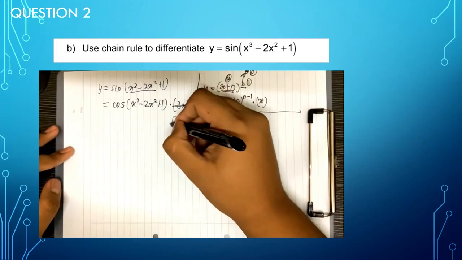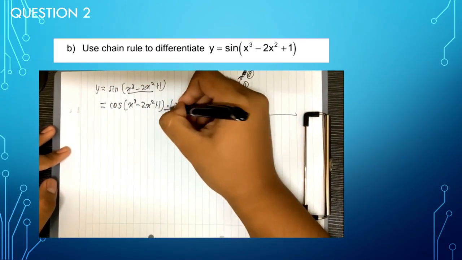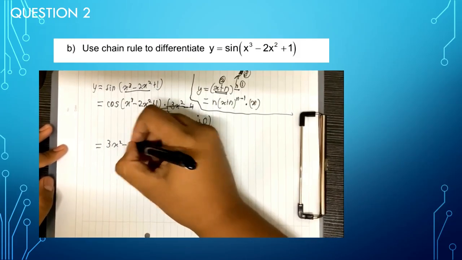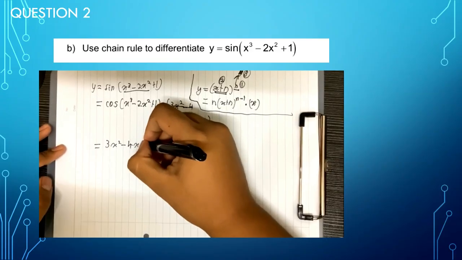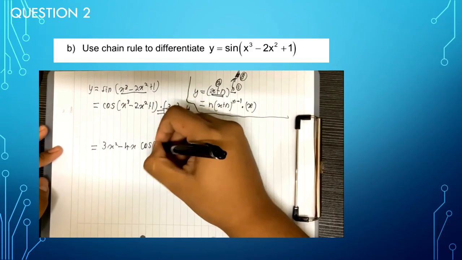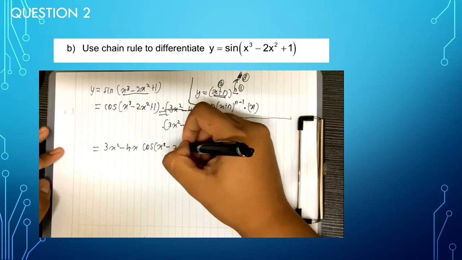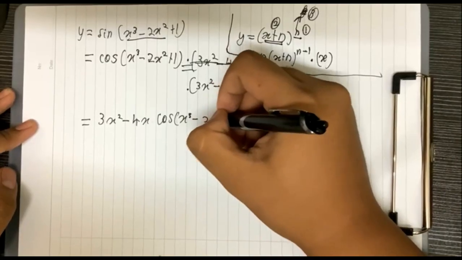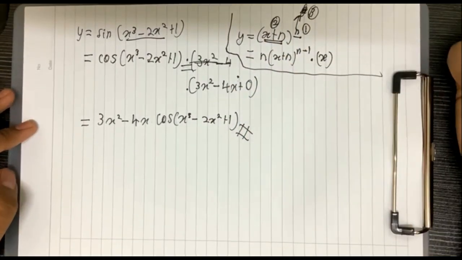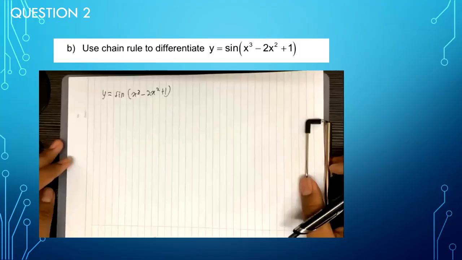Then you just bring this to the front because it's multiplied. And your final answer will be 3x to the power of 2 minus 4x, cos of x to the power of 3 minus 2x to the power of 2 plus 1. And that will be your final answer. Okay, that's all from me for question 2. The next question will be done by my friend, Aizul.